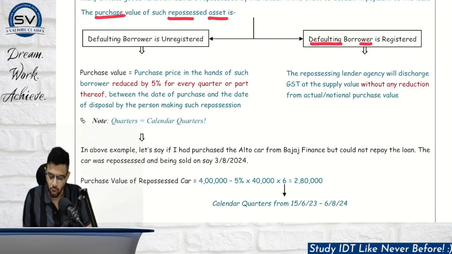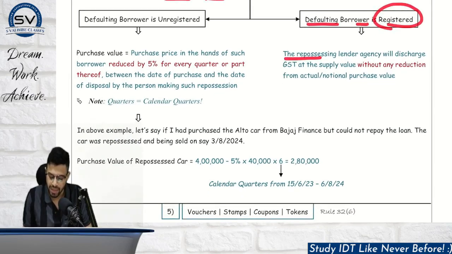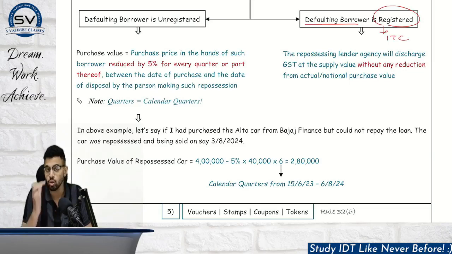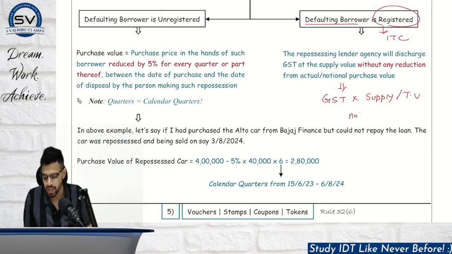If the defaulting borrower is registered, then the repossessing lender agency will discharge GST at supply value without any reduction. So if the defaulting borrower is registered, it means he would have taken ITC. Then in that case, there is no case of double taxation. Hence, the GST will be levied on supply value, that is the transaction value, and not on margin. Hope this is clear. This is simple, the margin scheme is not applicable.